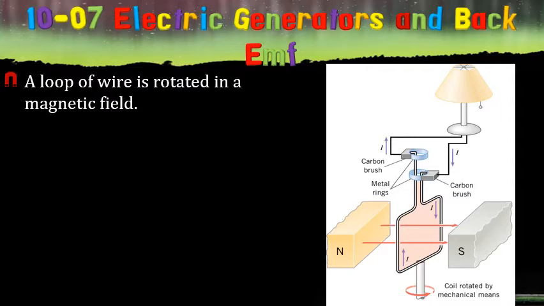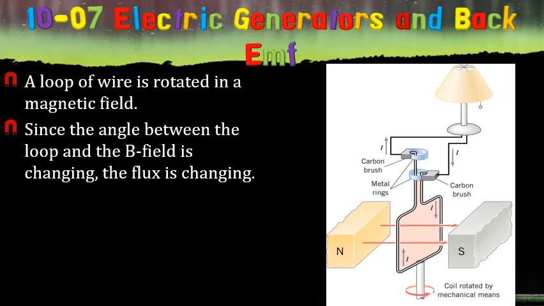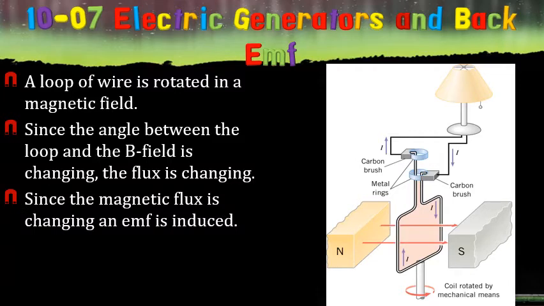Lesson 10.7, Electric Generators and Back EMF. A loop of wire is rotated in a magnetic field. Since the angle between the loop and the magnetic field is changing, the flux is changing. Since the flux is changing, an EMF or voltage is produced.